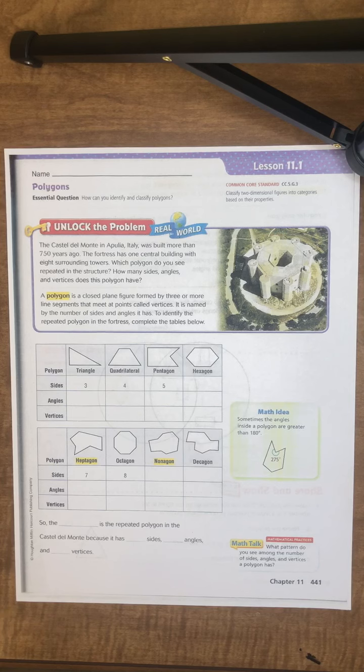A polygon is a closed plane figure formed by 3 or more line segments that meet at points called vertices. It is named by the number of sides and angles it has. To identify the repeated polygon in the fortress, complete the tables below.